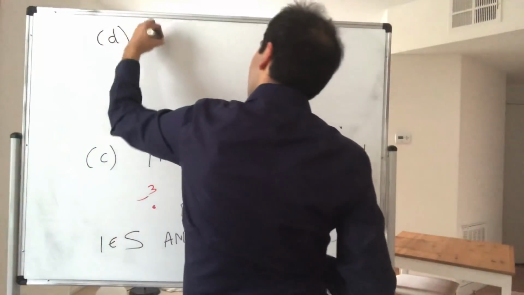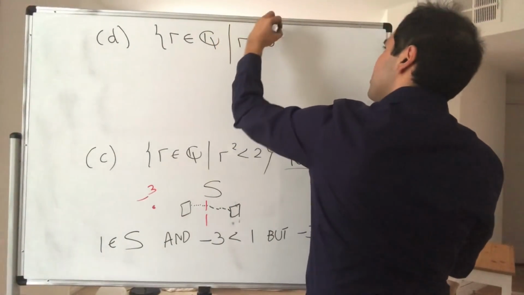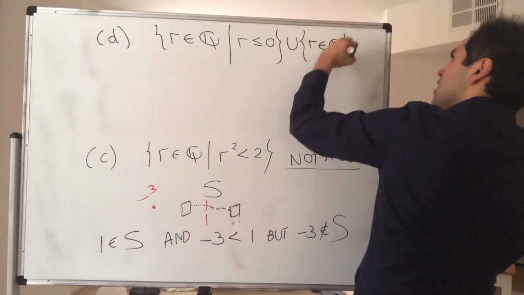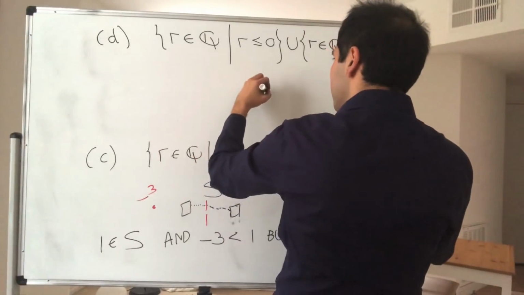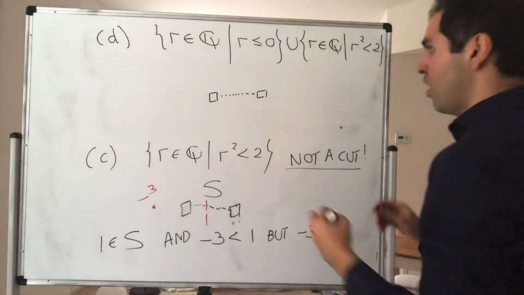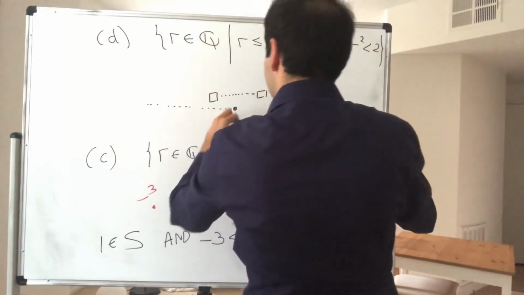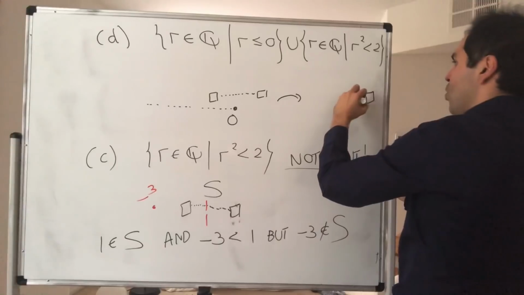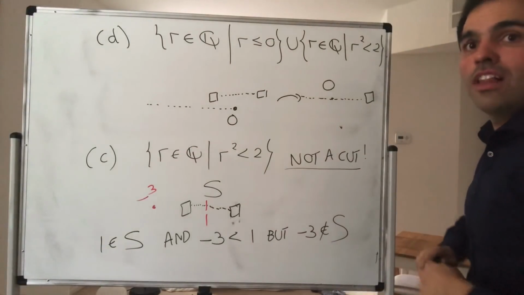So consider all the rational numbers r such that r is less than or equal to 0, and adjoin the set of rational numbers whose square is less than 2. So take the union. Picture-wise, what does that look like? We have our set from before, the set of rational numbers whose square is less than 2, but also you're unioning it with the set of numbers less than or equal to 0. Then if you take the union, you get this whole set here that contains 0. And this is a cut, and that's what we call square root of 2.